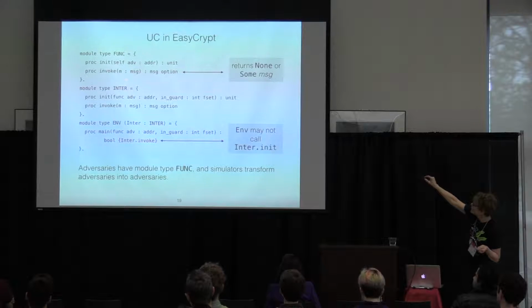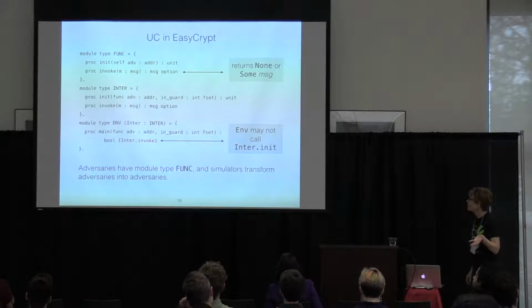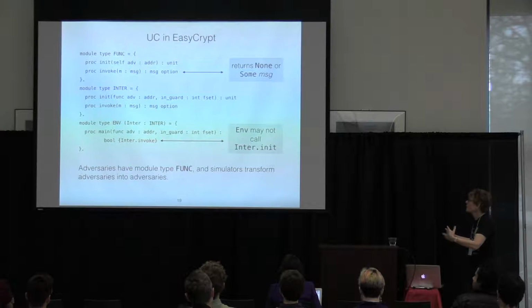And adversaries, perhaps confusingly, have the same interface. And so they're also implementing this, but we're not going to call them functionalities. But in the system, they act in the same way. And simulators transform adversaries into adversaries, as we saw before.